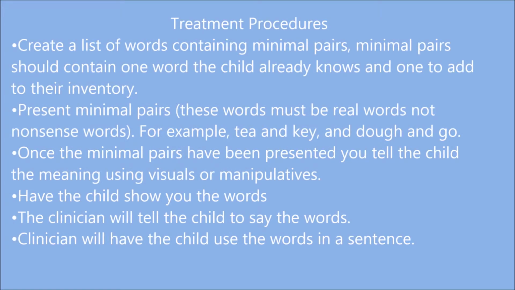Create a list of words containing minimal pairs. Minimal pairs should contain one word the child already knows and one to add to their inventory. Present minimal pairs to the child. For example, tea and key and dough and go. Once the minimal pairs have been presented, tell the child the meaning using visuals or manipulatives. For example, an actual key or Play-Doh.